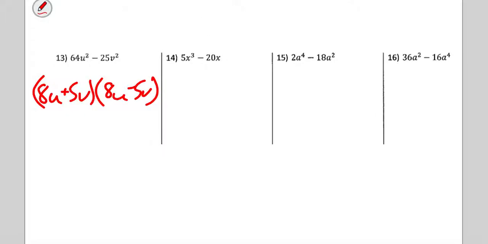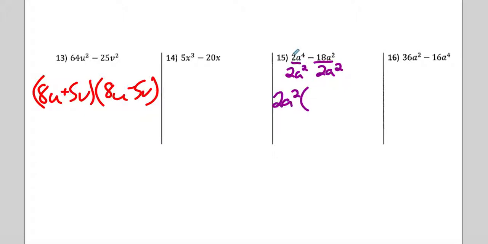Number 15. Ooh, number 15, square root of 2. That's not a perfect square, nor is 18. Is there some GCFs here we can factor out? So numerically, I will factor out a 2. Notice these both have the same bases, a to the 4, a to the 2. So we'll factor out the lowest degree that they all have, which is a to the 2. So then, our 2a squared comes out in front, our GCF comes out in front.